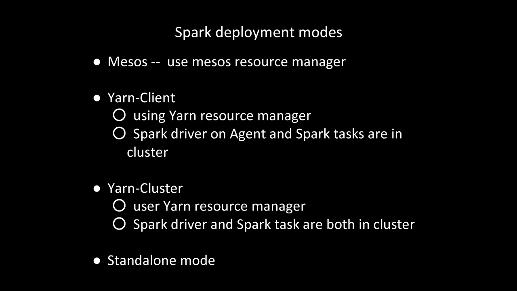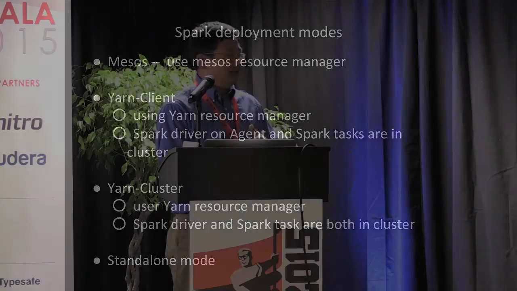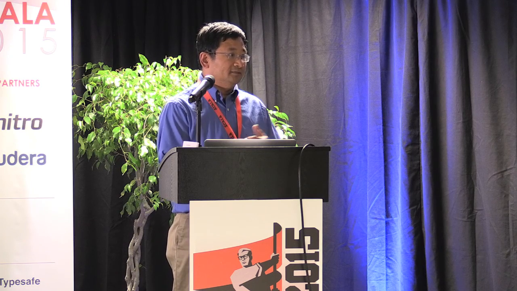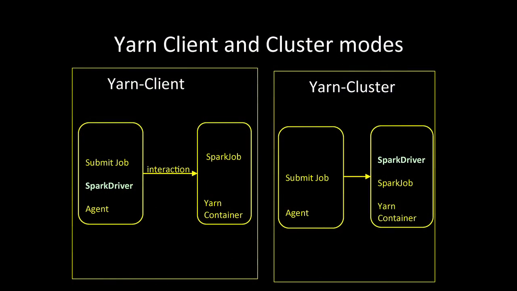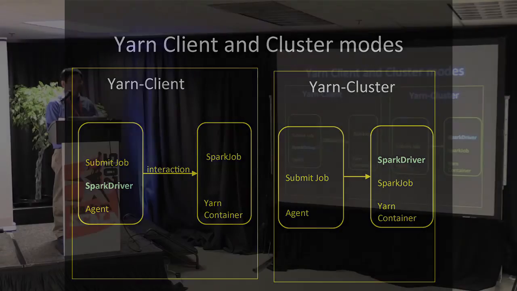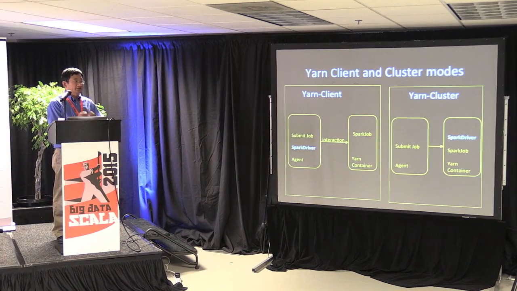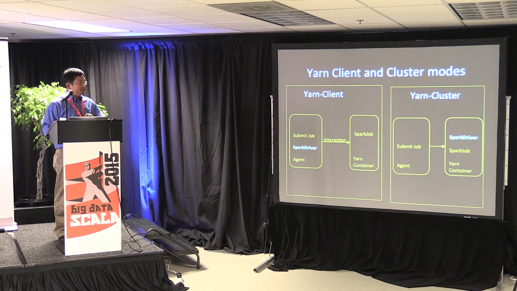Why do we mention the deployment mode? As everybody knows, Spark has different types of deployment modes. There's standalone mode, deployment on Yarn, or using Mesos. Even in Yarn, there are two types: Yarn client and Yarn cluster. If you look at these pictures, we're talking about Yarn client and Yarn cluster. In Yarn client, the Spark driver is on the client side and the Spark jobs are in the Yarn container, while in Yarn cluster, both the driver and the Spark jobs are in the container.